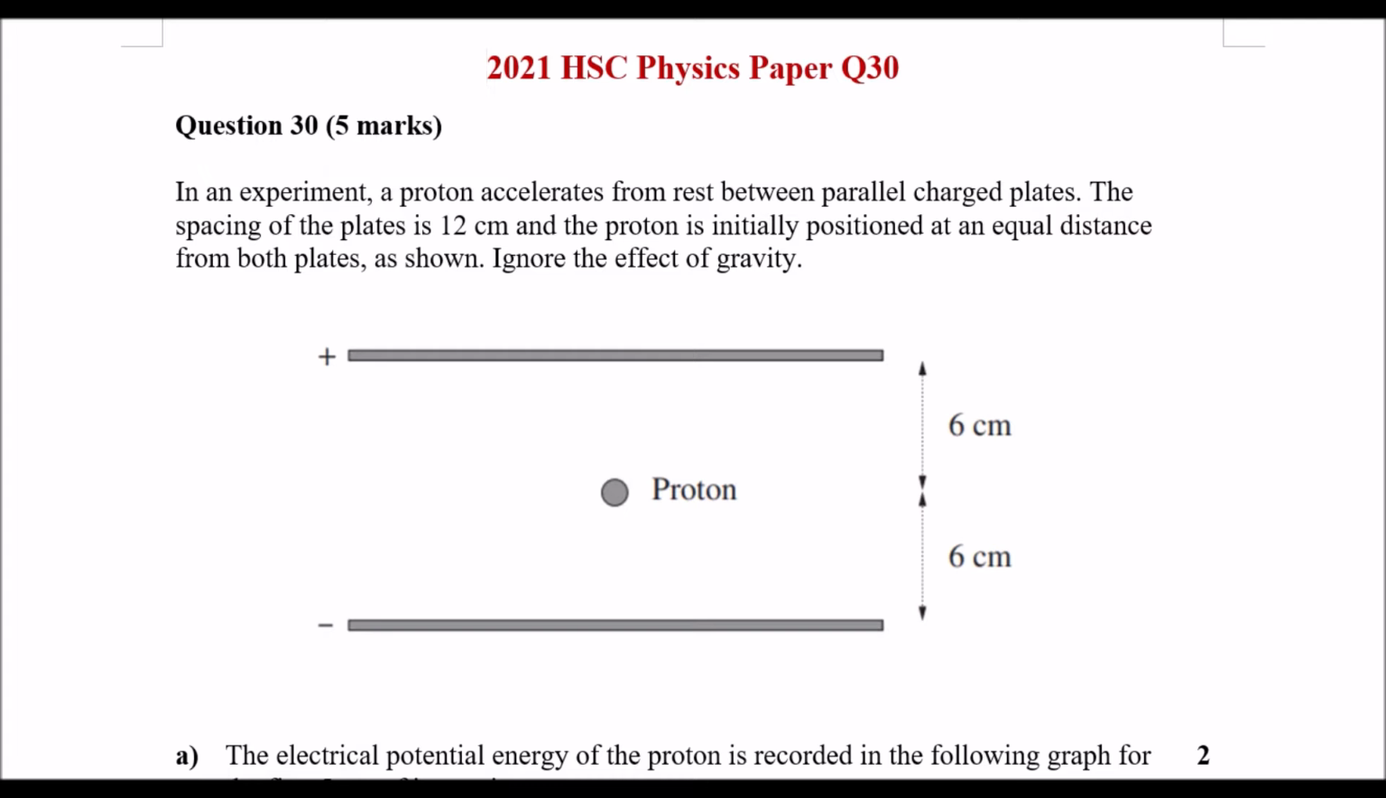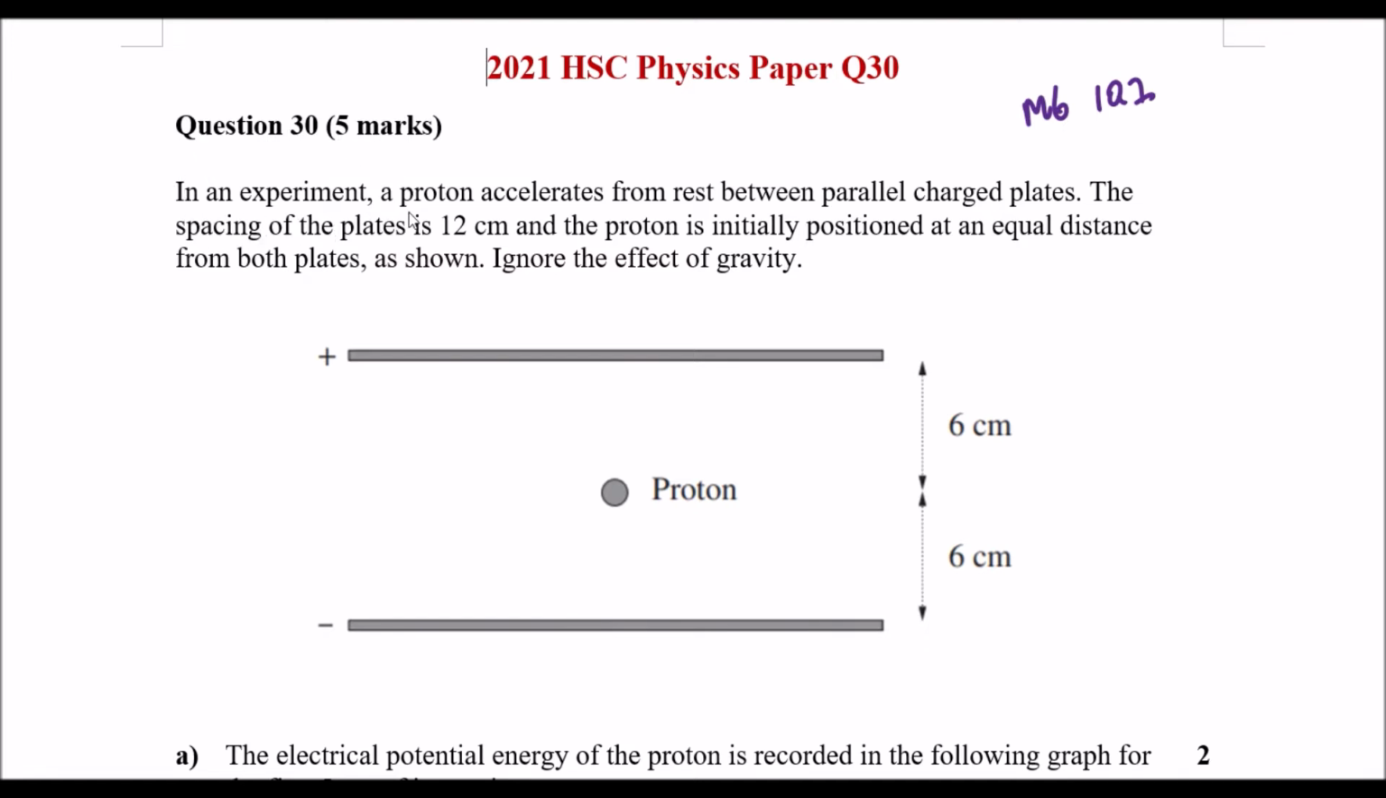Today we'll be going through the 2021 HSC Physics paper question 30. This is to go through module 6, inquiry question 1, which is how charged particles behave in an electric field and a magnetic field. So I'm going to grab my highlighter and I'm going to go through this question. Come along with me and we'll see how we approach questions like so.